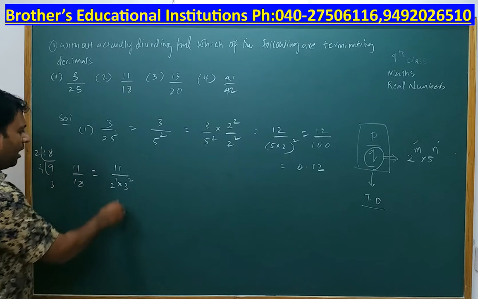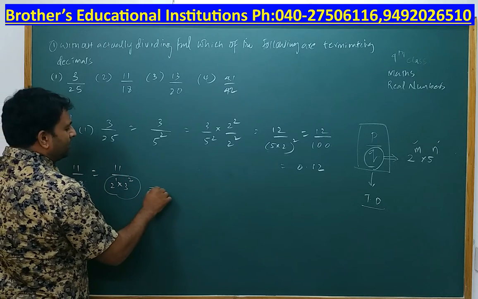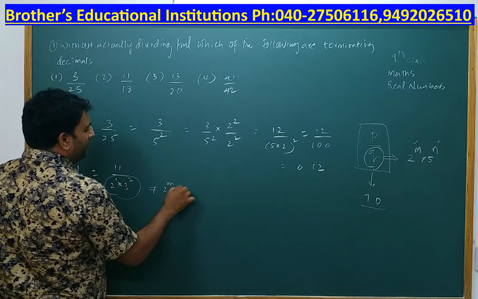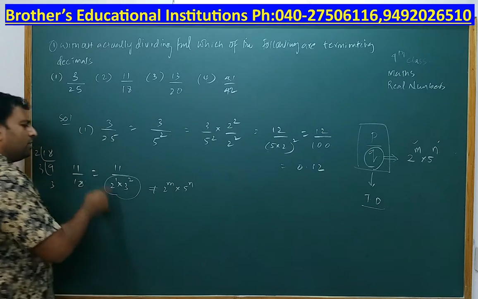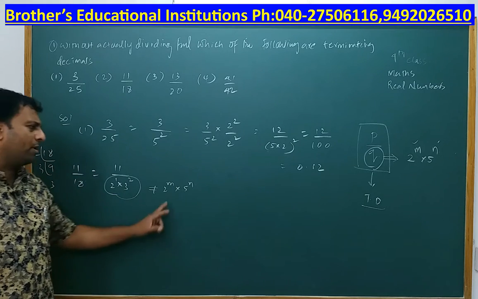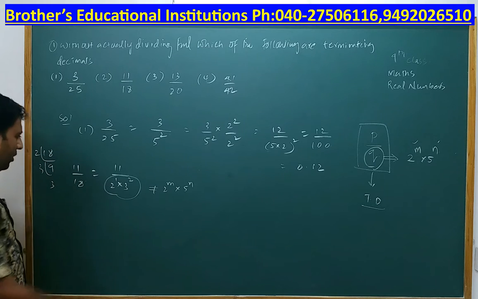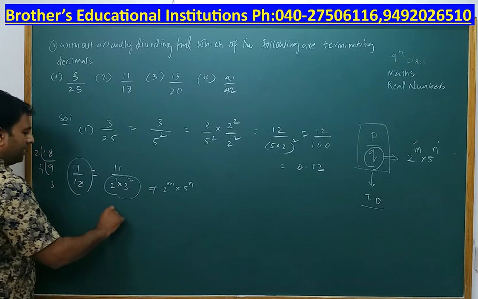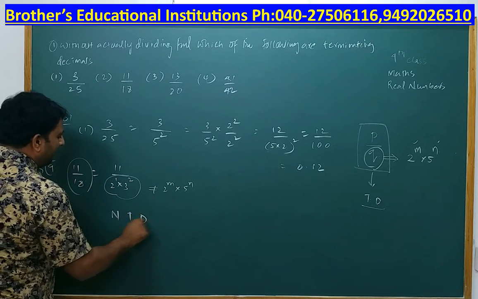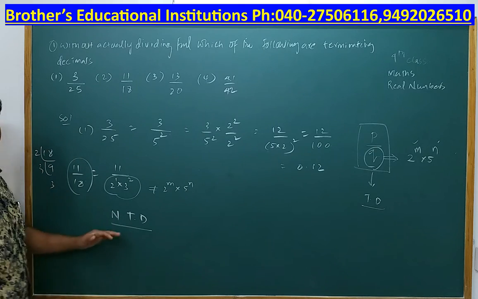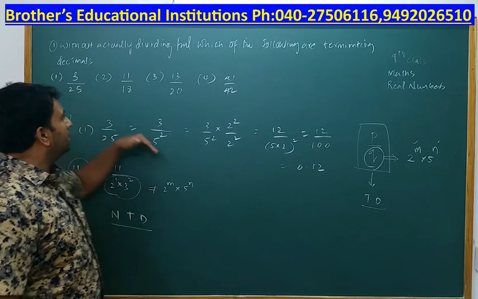You cannot remove 3 square. Means this denominator can never be expressed in the form of 2 to the power of m into 5 to the power of n. Since you cannot express the denominator in that form, I will say this entire rational number is a non-terminating decimal. NTD means what? Non-terminating decimal. So like this, these two examples.